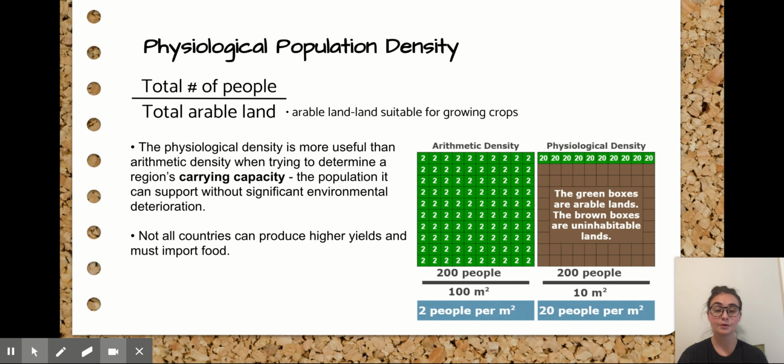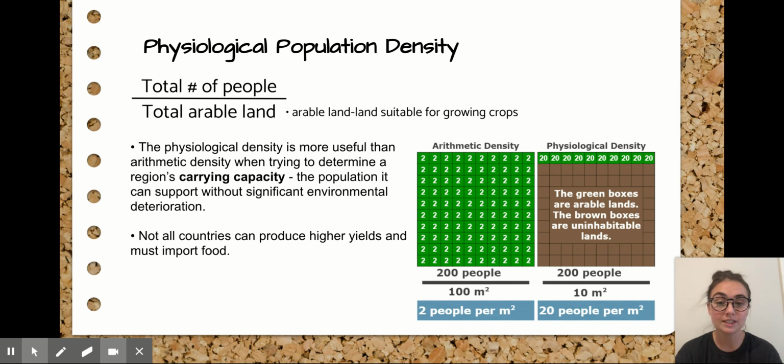Now, the next type of population density is physiological population density. This one's actually the most useful because it takes the total number of people and it doesn't divide it by total land. It divides it by total arable land. And arable land is land suitable for growing crops. So it's land that can sustain life.